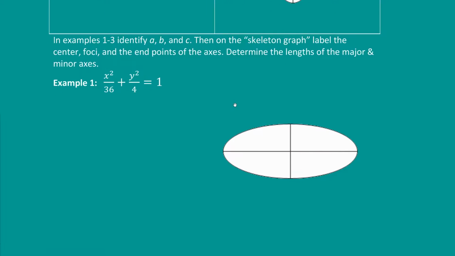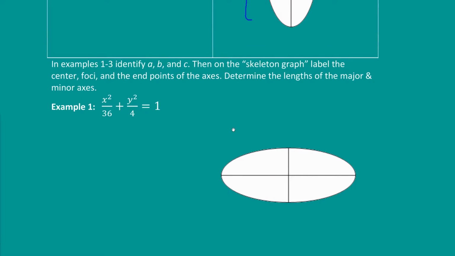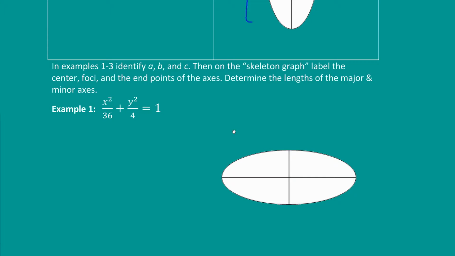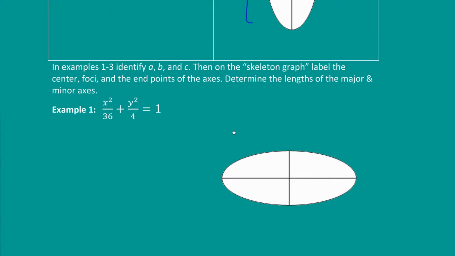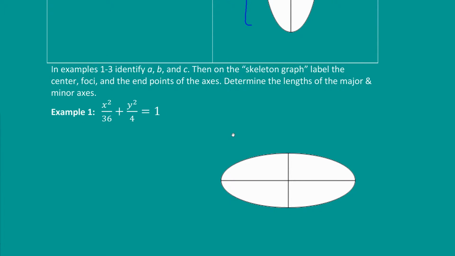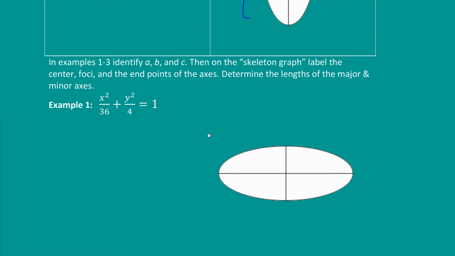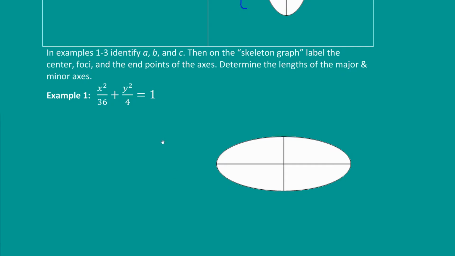Identify A, B, and C on the skeleton graph, label the center, foci, and endpoints of the axis, and determine the lengths of the major and minor axes. Okay, so we know what our A and B are. What's with this C? C is the final thing that we're going to deal with, and C is what will allow us to find our foci.